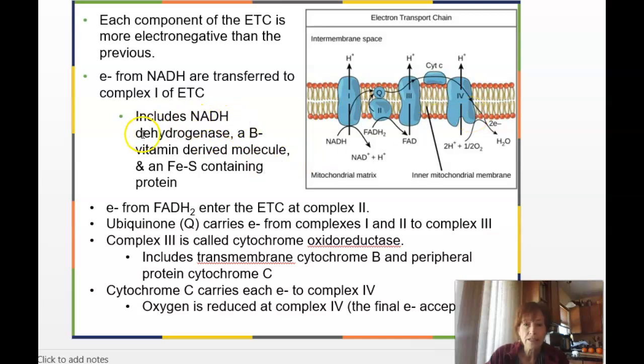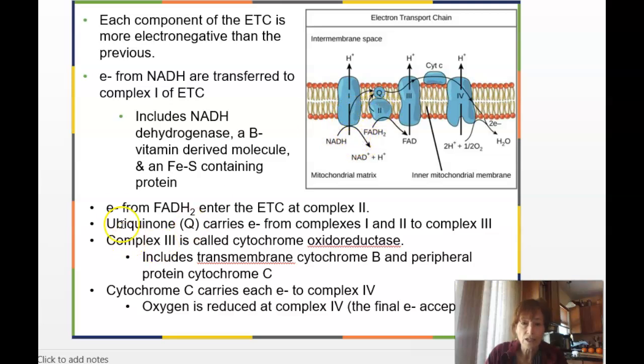This NADH dehydrogenase is an enzyme. You can tell because of the -ase ending. You don't need to worry about this one, but it's there. OpenStax talks about it, so this is why it's here. And each one of these are going to move along these different complexes.